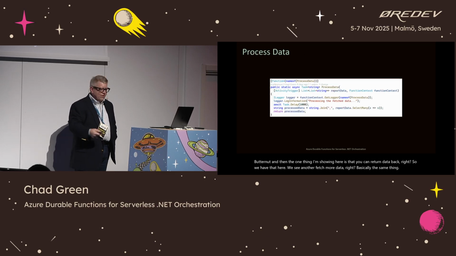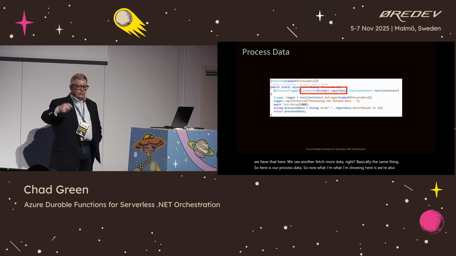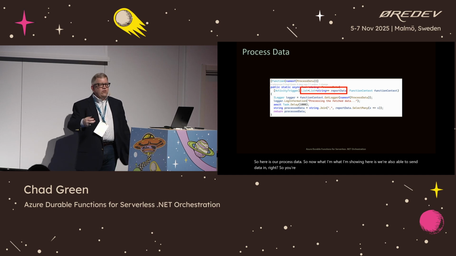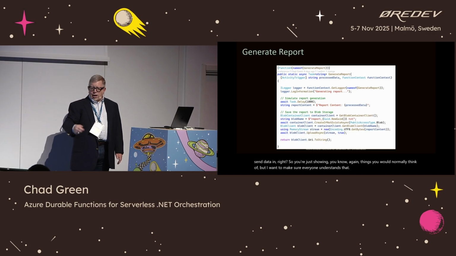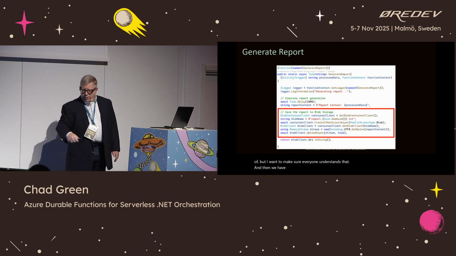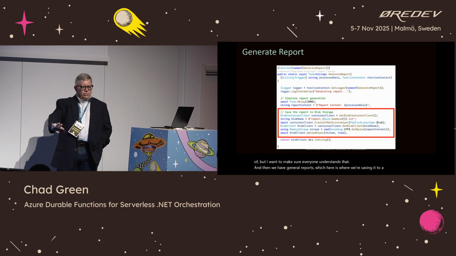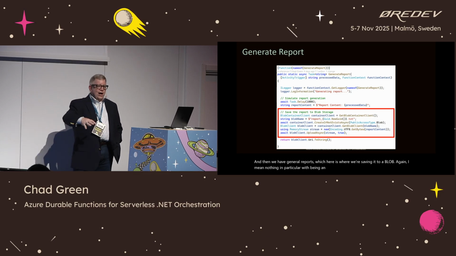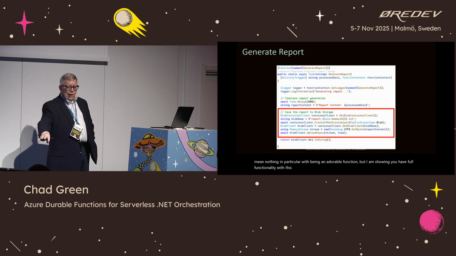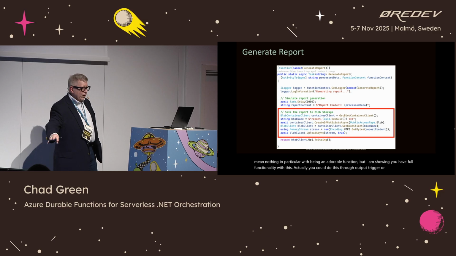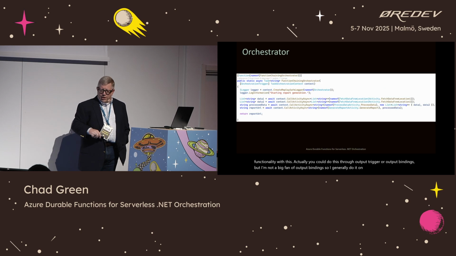So here is our process data. Now what I'm showing here is we're also able to send data in, right? So just showing, again, things you would normally think of, but I want to make sure everyone understands that. And then we have generate reports, which is where we're saving it to a blob. Again, nothing in particular with being a durable function, but I am showing you have full functionality with this. Actually, you could do this through output bindings, but I'm not a big fan of output bindings, so I generally do it on my own. So that's the reason why I do it that way.